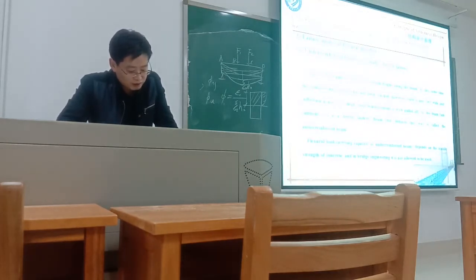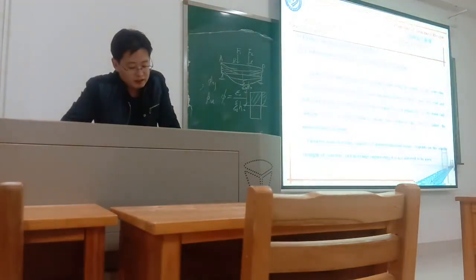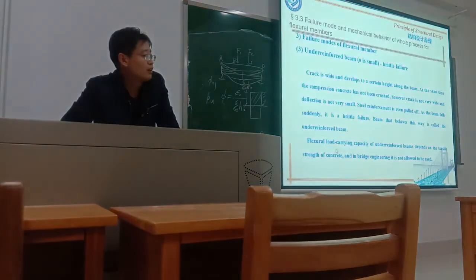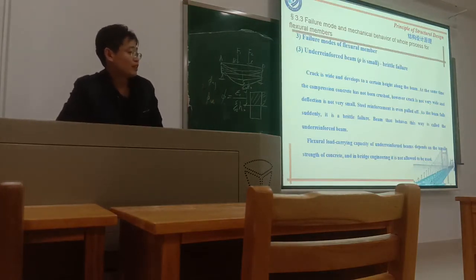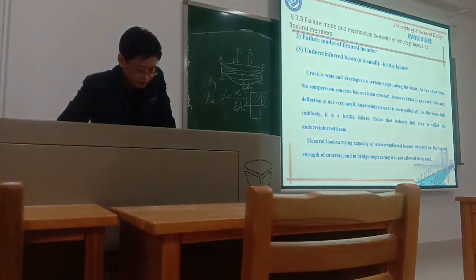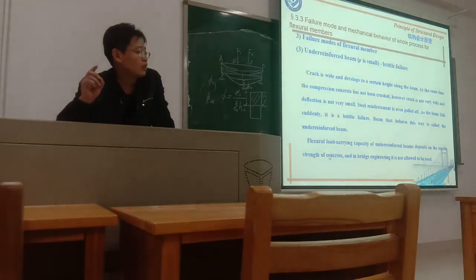The flexural carrying capacity of an under-reinforced beam depends on the tensile strength of concrete, and this type of beam is not allowed to be used. So you see, for the under-reinforced beam, it depends on the tensile strength of the concrete. For the over-reinforced beam, it depends on the compressive strength of the concrete. Both of these have no relation with the strength of the steel.